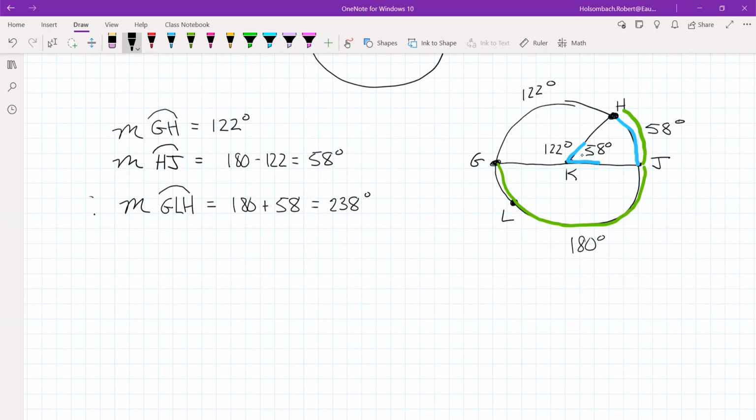All right, if we had to classify these, arc GH, is that minor or major? Minor. HJ, it's minor. GLH, it's major. And arc GJ, what do we call that one? Very good, semicircle.